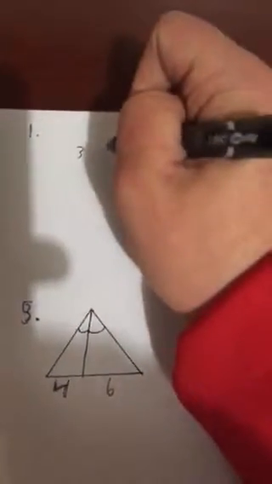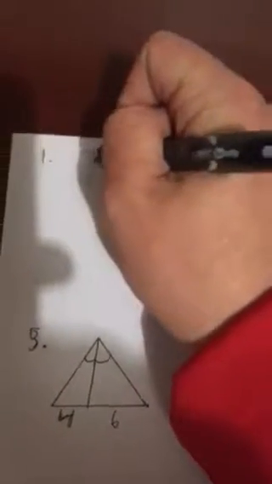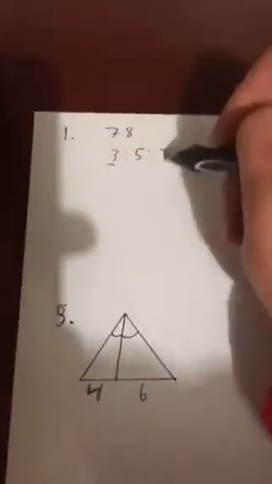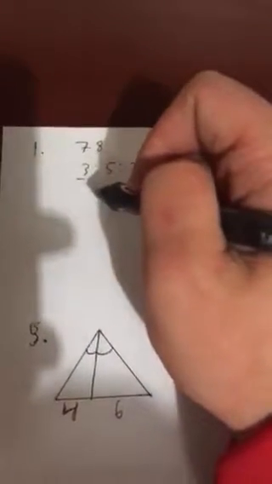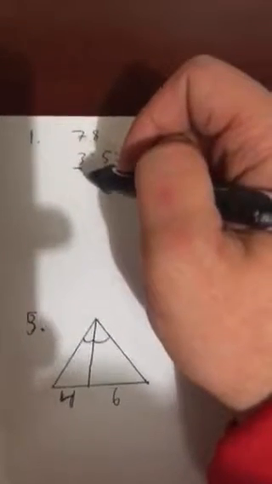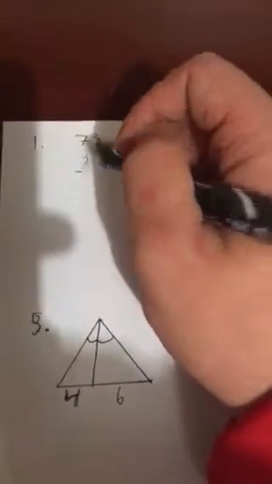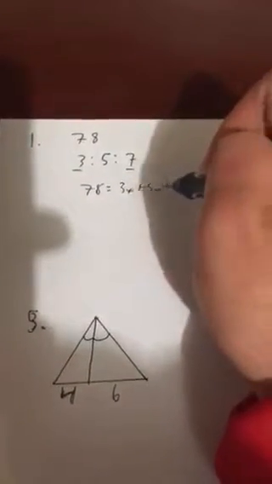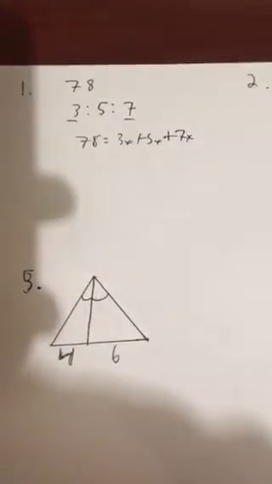All right. So number 1 says if 78 is divided into 3 parts of an equal ratio of 3, 5, and 7. And my whole thing was 78, okay? What is the sum of the smallest and the largest part? Well, my smallest and my largest is 3 and 7, okay? So that's what I want to find. But I need to figure out what my ratios are divided into. Okay, so 78 equals 3x plus 5x plus 7x, right?